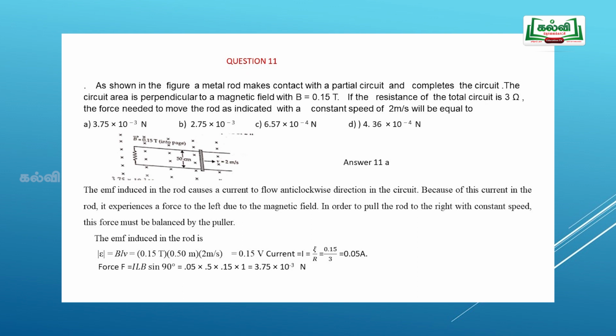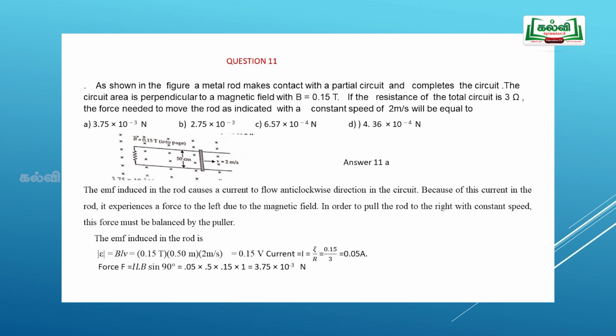Now again force, we saw it in the beginning, even in the list of formulae, BIL. So substitute for that, ILB. L and B are perpendicular; B is into the paper, B cross means into the paper, right? L and B are perpendicular, so ILB sin 90, so ILB into 1, you get the answer. Just two formulae to be remembered. ξ is equal to BLV, because it's a rod having translatory motion, from which you find current, and hence you can calculate the force, which is BIL.